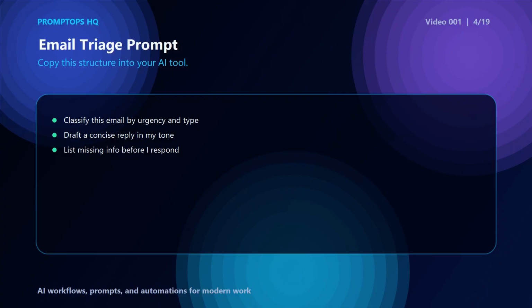A simple email prompt is: classify this email by urgency and type. Draft a concise professional reply in my tone. If information is missing, list the questions I need to answer before replying. The build step is to save this as a reusable prompt. Then every time a message needs attention, paste the message below the prompt and review the draft before sending.